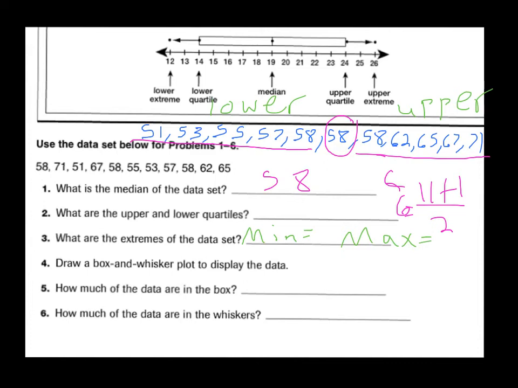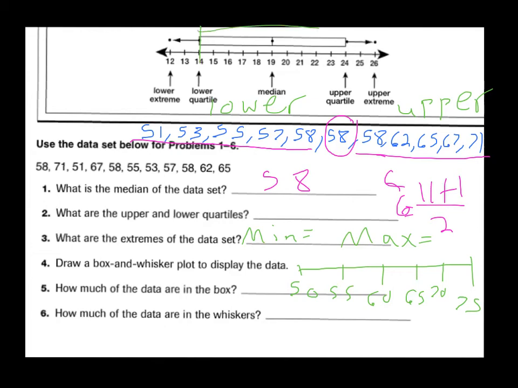Pretty easy to find. And then once you find your 5-number summary, you need to display your box and whisker plot. So in this case, we're going to have a number line that goes from 50 to 75. We're going to go up by 5s. All right, it should be a little neater on your paper. And then you're going to draw a box around your quartiles, and then you're going to draw whiskers to your extremes.